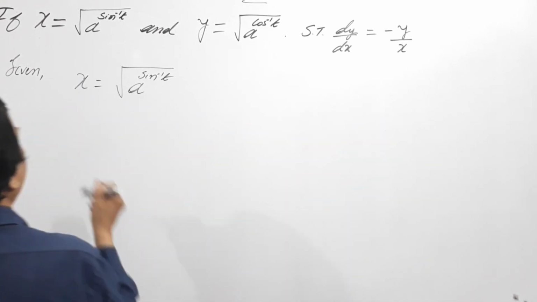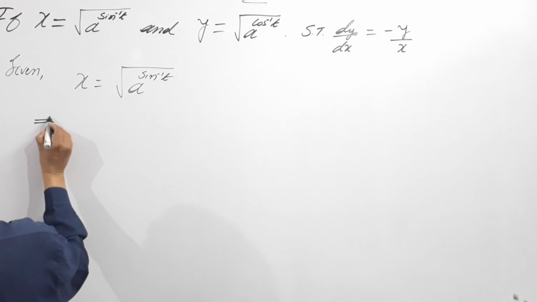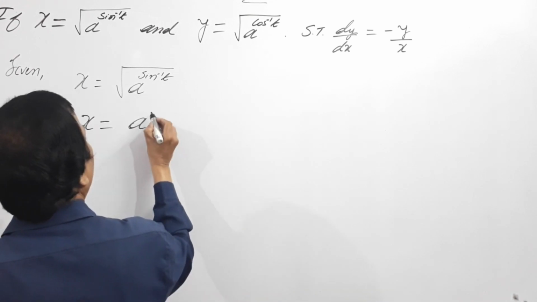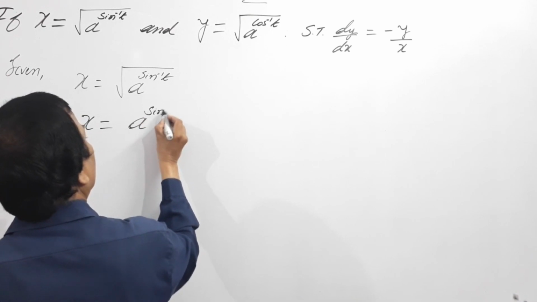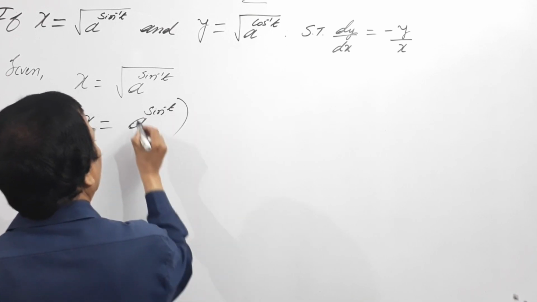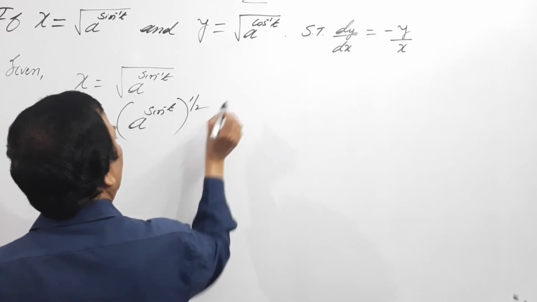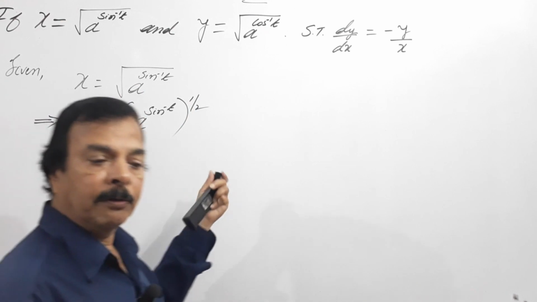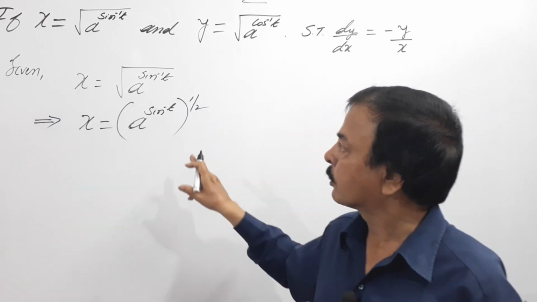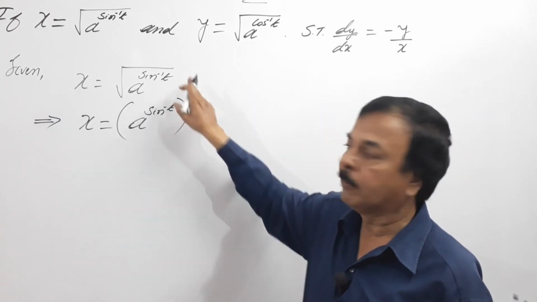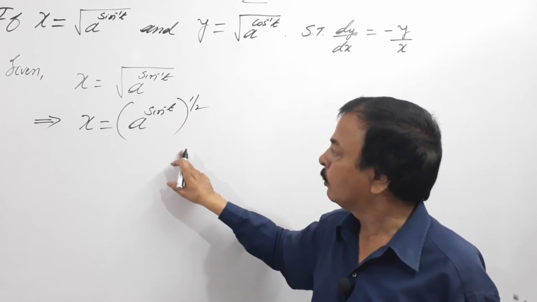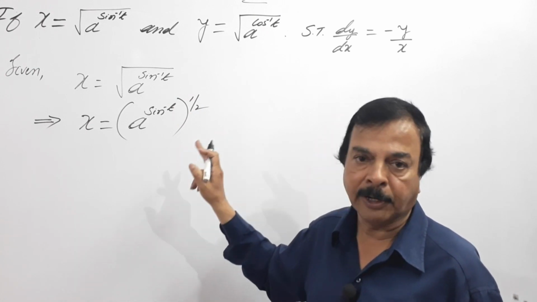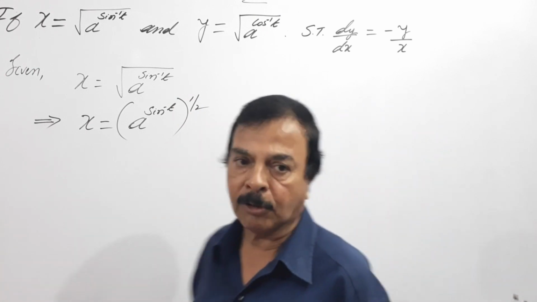So what I will do is, can I write like this? x equals a to the power of sine inverse t, whole to the power of half. Can I write like this? Yes, very much. So now you are able to differentiate this, because now it has come to standard form. This was not in standard form, but now it is. This is of the type a to the power of x, whole to the power of n, where n is half. So you can easily solve this.